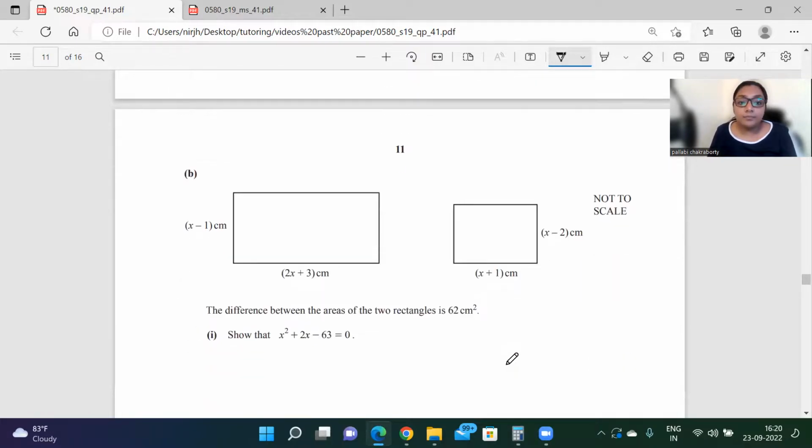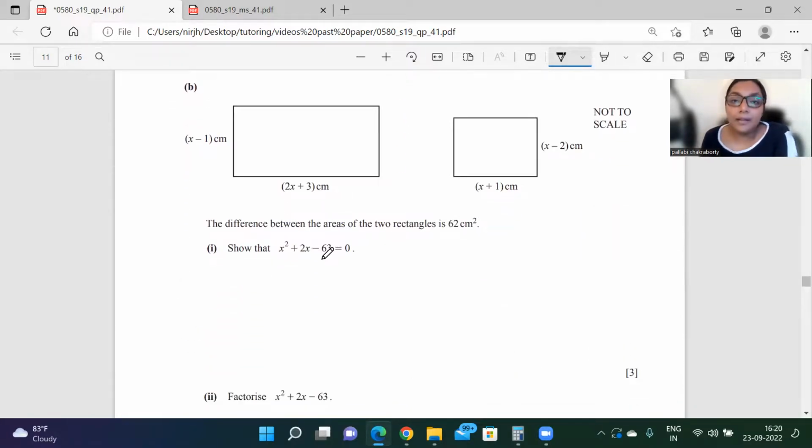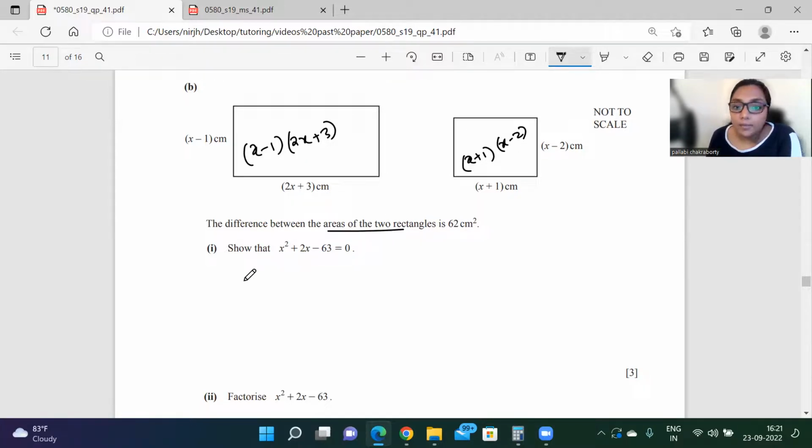Moving on. Next, the difference between the areas of two rectangles is given as 62 centimeters square. So first thing which we need to know is how to find the area of a rectangle. It is length times breadth. So we will write this in the form of an equation. The first area is x minus 1 times 2x plus 3. Second one is x plus 1 times x minus 2. The first one is the bigger, second one is the smaller, according to the diagram, right? And the difference between them is 62.